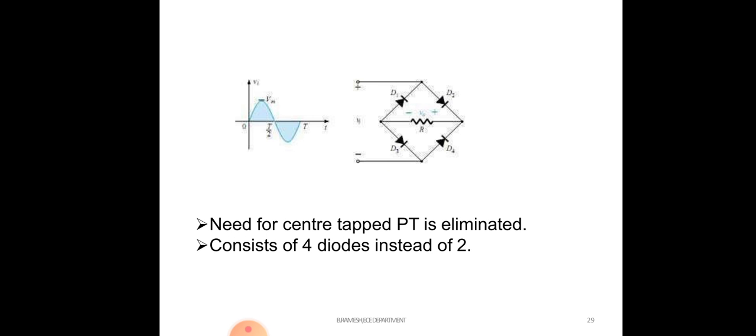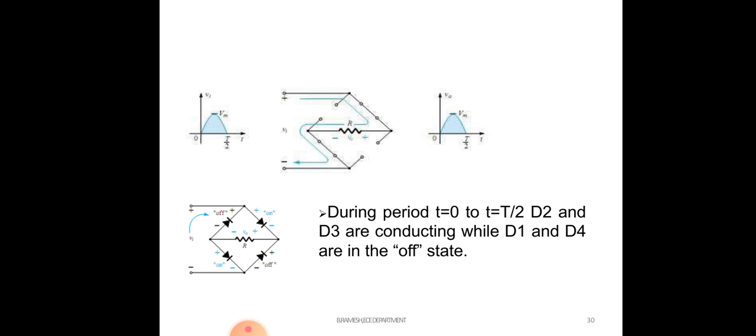So this is a bridge rectifier. When you apply the input signal, for a positive half cycle, diodes D2 and D3 are forward biased, and D1 and D4 are reverse biased. For a negative half cycle, D2 and D3 are reverse biased, and D1 and D4 are forward biased. The need for a center tapped transformer is eliminated, but it consists of 4 diodes instead of 2. That is the current direction in a bridge rectifier.